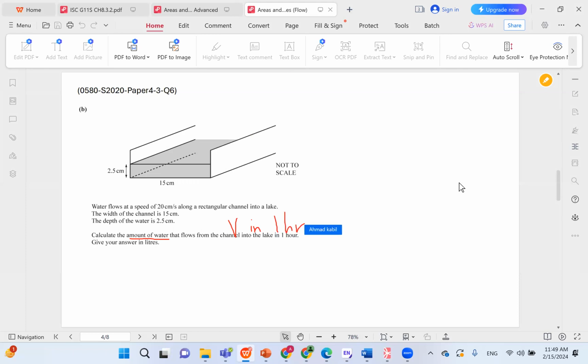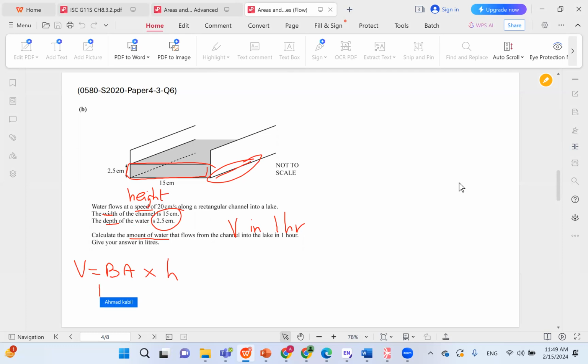And when we have water flow, we can just consider the speed as sort of the height, the height of the prism. And we can simply think of the width and the depth here as the base area. But the speed is always the height. Whenever you have a water flow problem, the speed is always considered the height. So in this case, the width and the depth are multiplied together to give the area. So the base area, remember volume equals base area multiplied by height.